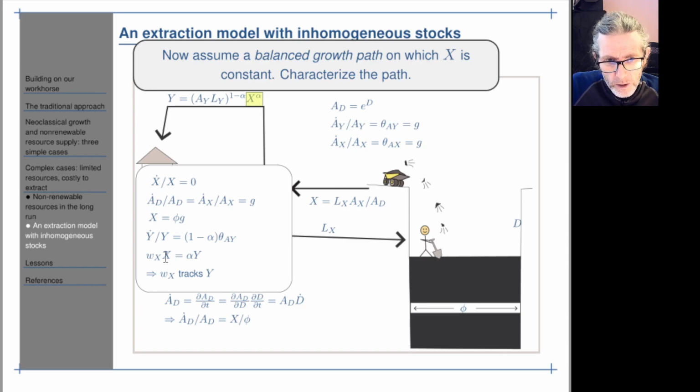So the price of the resource times the quantity is alpha y. So W_x dot over W_x equals y dot over y. So the price tracks the growth rate. So that's the intermediate phase. And that's like land or wind or so on. In the simpler cases we looked at before, constant flow of the input, price tracking the growth rate.